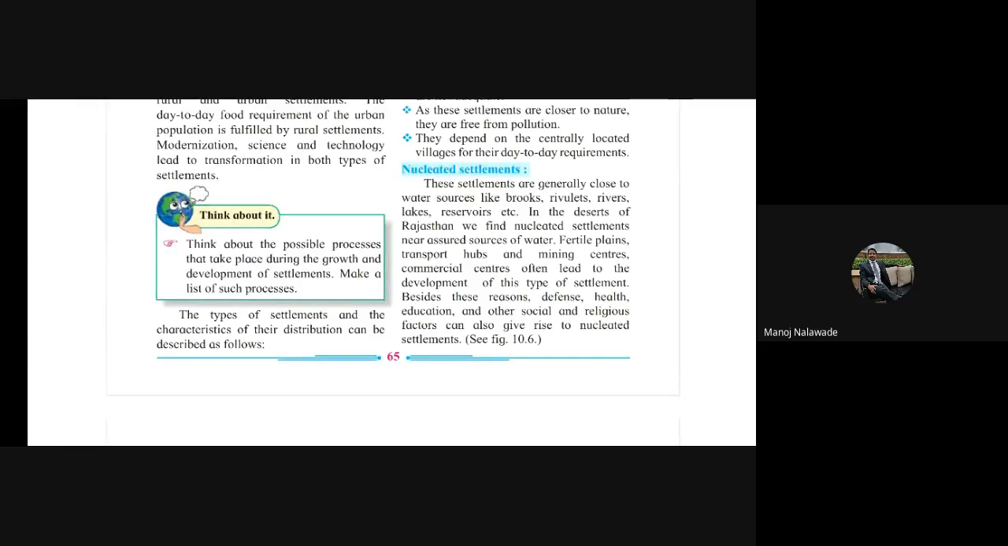Fertile plains, transport hubs, mining centers, and commercial centers often lead to the development of this type of settlement. So what happens, friends? Fertile plains means there is fertile land in some region. People try to do farming, cultivation, cropping over there. So they make a village over there, because when people come from outside to do the farming, they make a village out of themselves.